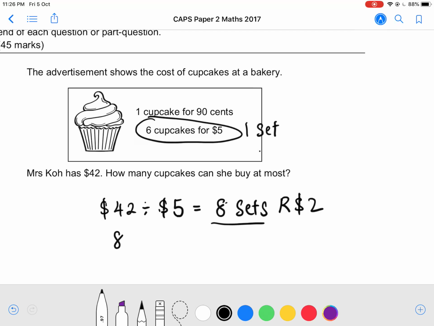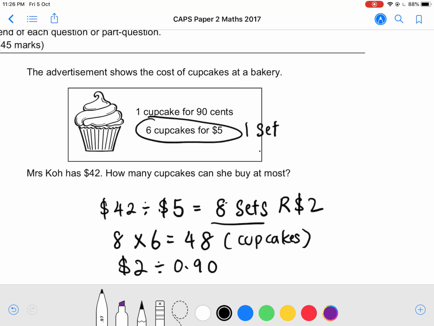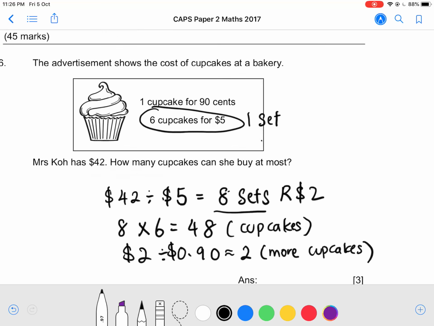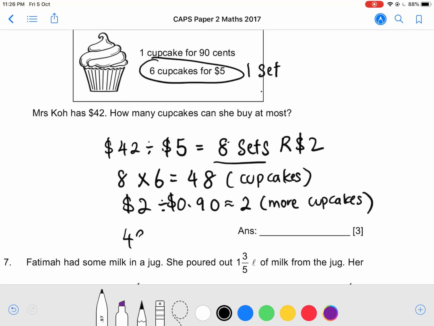Now let's first of all find out 8 sets of cupcakes is how many? 8 sets of 6 cupcakes is going to give you 48 cupcakes. Okay, remember you still got a remainder of $2. With $2, can you still buy some more? You can, right? Because one cupcake is 90 cents. So you can still buy roughly about 2 more cupcakes. So that brings you a total of cupcakes to buy, 48 plus 2, which is the answer, 50.